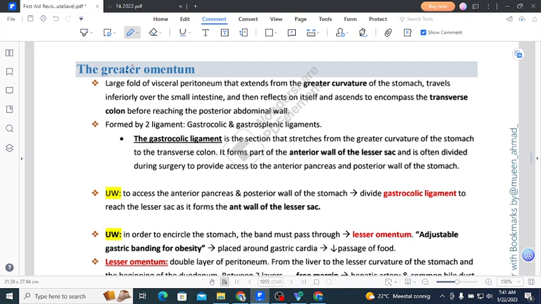Then we have the greater omentum. The large fold of the visceral peritoneum that extends from the greater curvature of the stomach travels inferiorly over the small intestine and then reflects on itself and ascends to encompass the transverse colon before reaching the posterior abdominal wall.